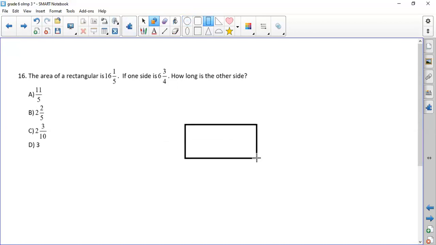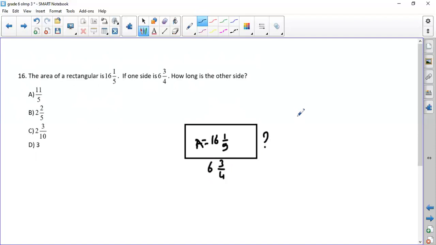We have a rectangle. The area of this rectangle is given. The area is 16 and 1 over 5. And one of the sides is 6 and 3 over 4. Let's say this side is 6 and 3 over 4. We have to find what is the other side.